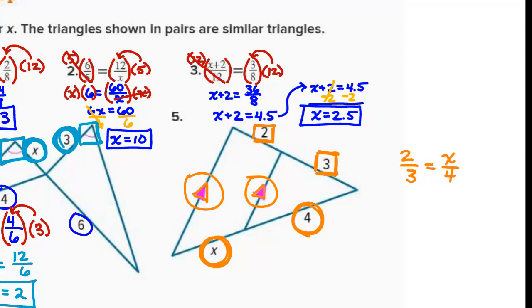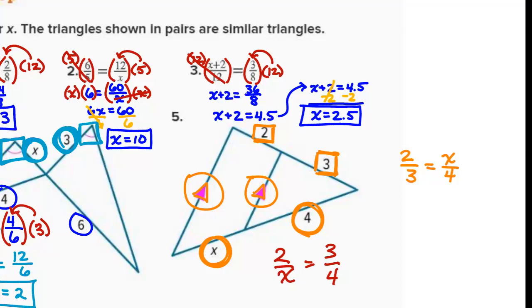Like 3 on top of 2 and 4 on top of x, or 2 on top of x and 3 on top of 4. X under the 2, you could do that. You could do 2 over x and then 3 over 4. That would be another correct way to set that up.